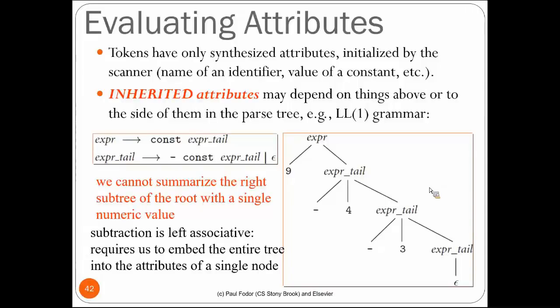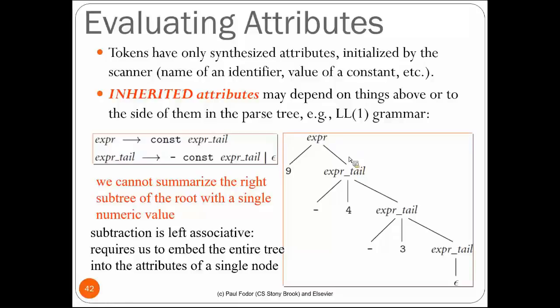For instance, if we have this LL(1) grammar for computing the value of a subtraction, this LL(1) grammar cannot summarize on the right-hand side of any subtree the value as a single numeric value. So for instance, we know that this should compute 9 minus 4, the result minus 3. So we cannot, with a single numeric value, say what is the result of this expression tail, because we don't have the value of the original value, 9 in this case. And think of the case that we can have multiple minus values on the right-hand side tree.